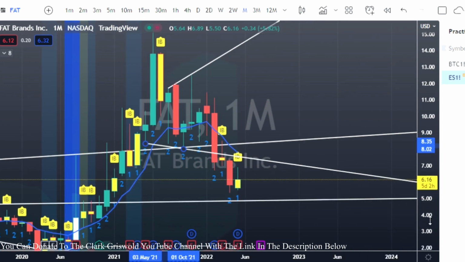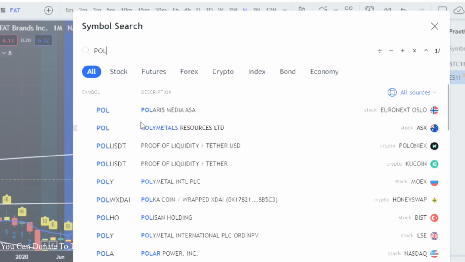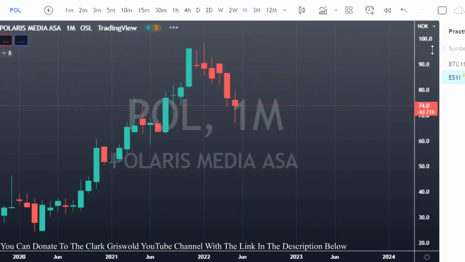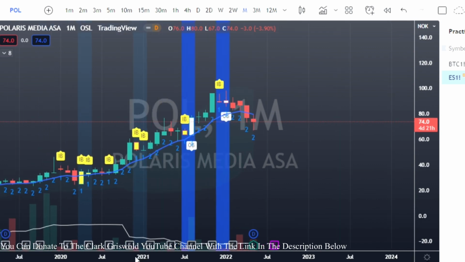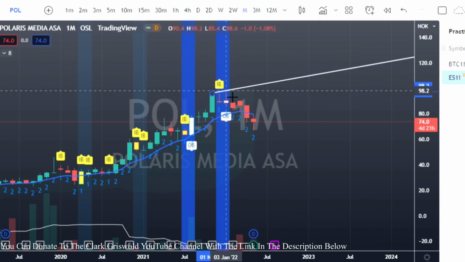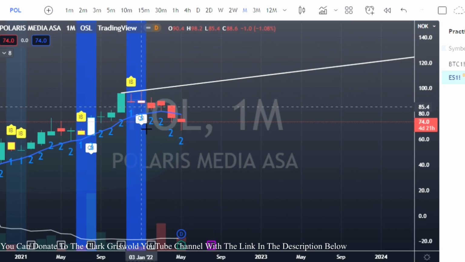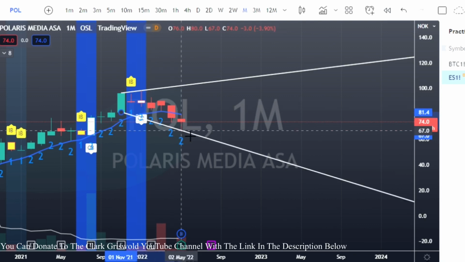Okay, I think I got time for one more, so let's just see what POL brings up. POL, Polaris Media. Okay, and again, these are on the monthly. You can do them on the monthly. You can do them on the daily, weekly. It does not matter. You can go from here, higher high to a higher high. And then I don't know where this one's going to play out yet. We can draw it there for now.